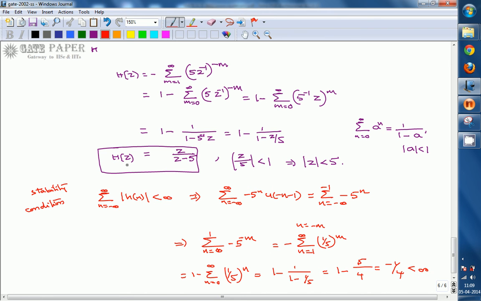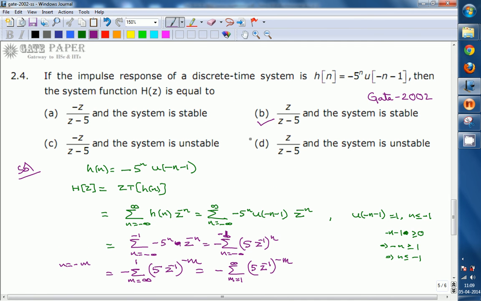Then we can decide that this condition is satisfied, so we can say the system is stable. So we have the Z transform z by z minus 5 and the system is stable. Then we decide the answer: the system function H of z is z by z minus 5 and the system is stable.